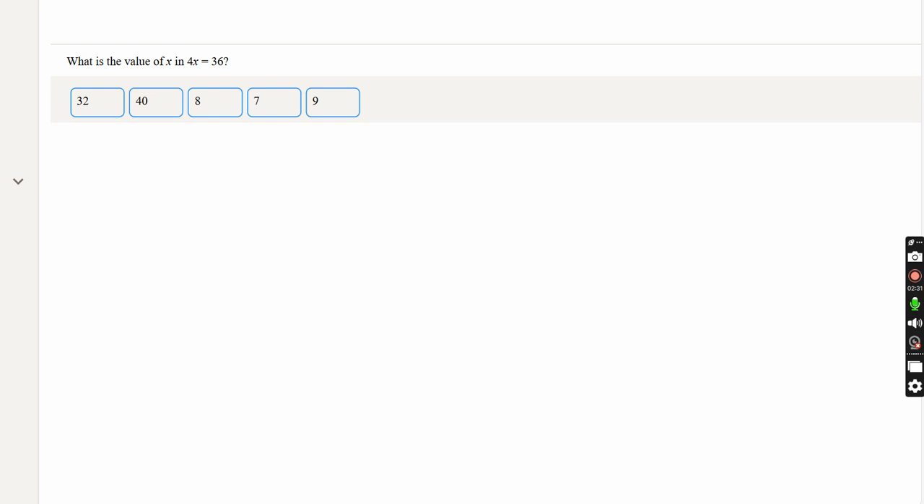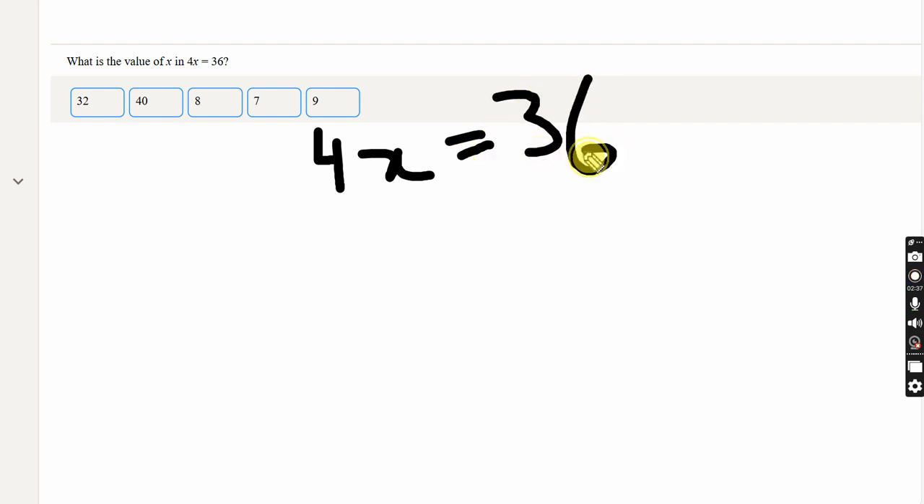For this one, you just solve for x. What will that be? 4x is equal to 36. It's multiplication when there's no sign between the 4 and the x. So 4 times x. What do you do when you take it to the other side? You divide by 4, right?